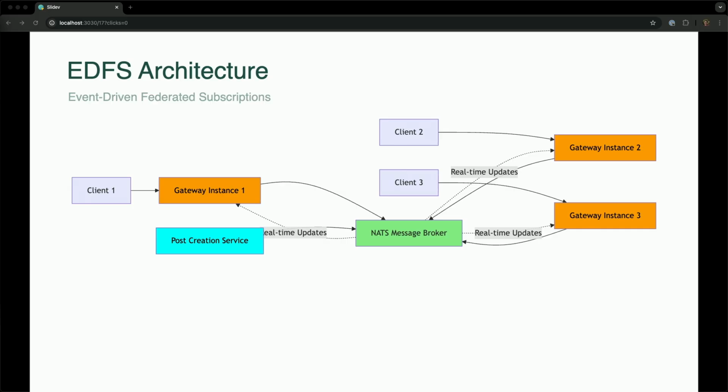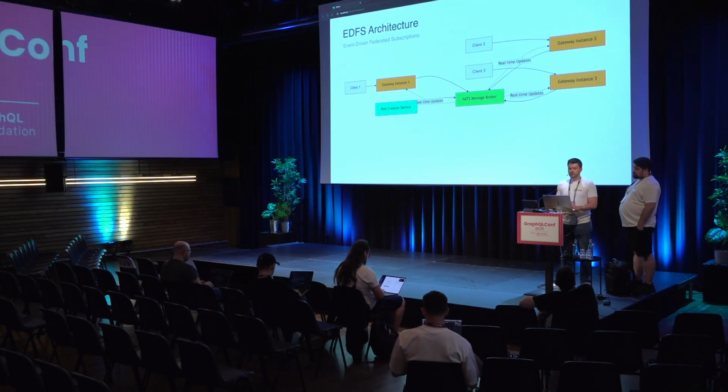The beauty of EDFS is that it decouples the subscription source from the subscription consumers. Services can publish events to NATS without knowing which gateway or clients are listening. Gateways can scale independently because they are not holding stateful connections to subgraphs. If one gateway goes down, clients can reconnect to another gateway and still receive real-time updates. Same goes for the subgraphs. They can go down without disturbing the gateways or the clients. The message broker handles the distribution, making the whole system fault-tolerant and highly available.